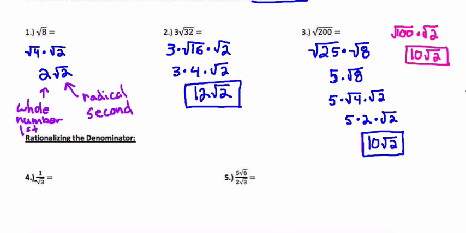Now, if I was taking a test, I would go ahead and use my calculator and multiply 10 times the square root of 2 and make sure that I ended up with the same thing to check my work there.